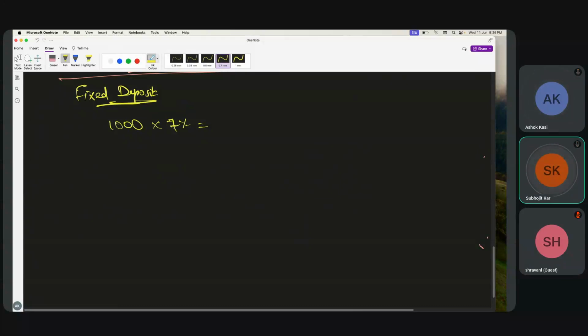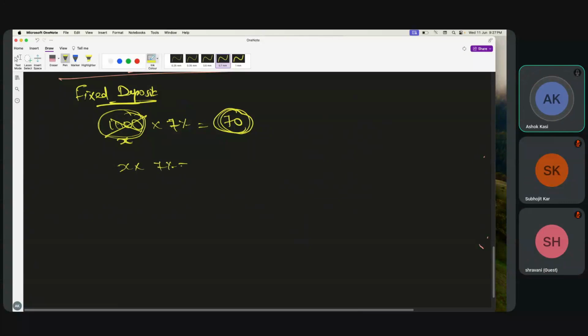Yes, sir. 7% of 1,000 is 70. So you are going to get 70 every year. Every year they are going to use your 1,000 rupees and they will pay you 70 rupees. That means in order to get this 70 rupees, what is the cost that you have paid? 1,000. Yes.